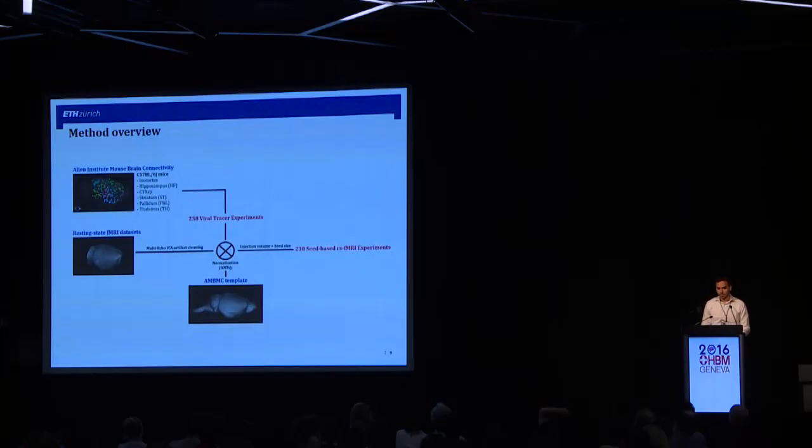This is our method overview. Basically, we downloaded from the Allen mouse brain connectivity dataset all the injections done in black 6 mice in the isocortex, hippocampus, cortical subplate, striatum, pallidum, and thalamus, which are the regions that are fully covered in the field of view of our resting state fMRI dataset. We then normalized everything in one common anatomical template from the Australian Mouse Brain Institute. And then we took the same seed coordinates and the same seed size of the tracer injections to create 238 seed-based resting state fMRI experiments.